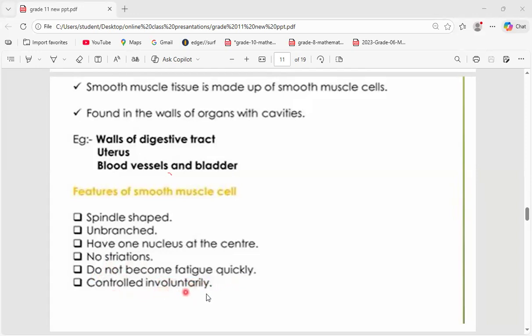Controlled involuntary, right? Do not become fatigued quickly, what does this mean? They do not get easily tired. Yes, they do not get easily tired, unlike the other muscles, which get tired quicker. So these are the features of that.